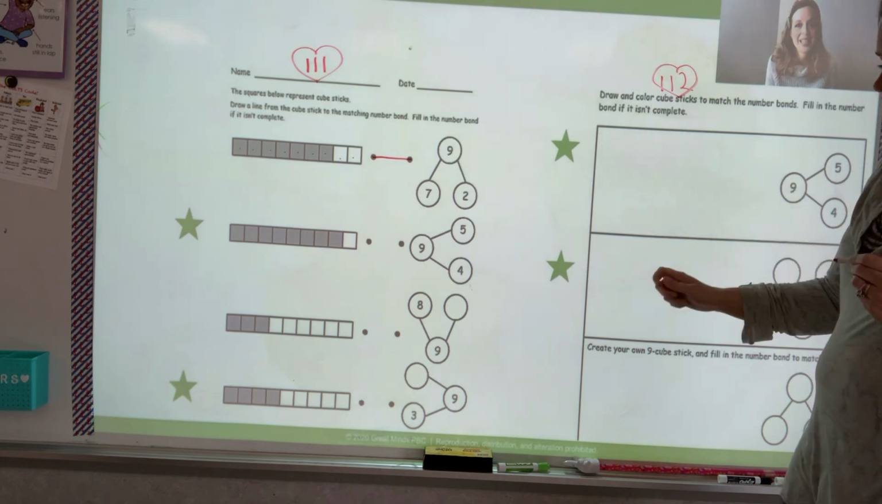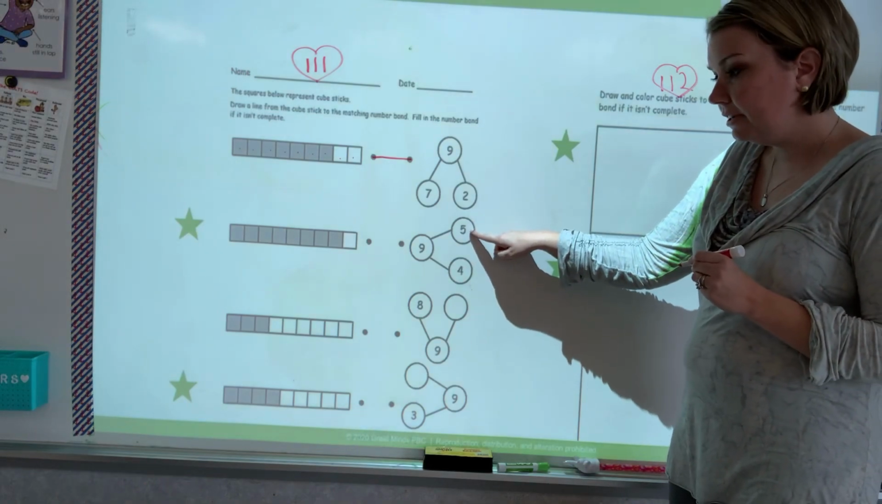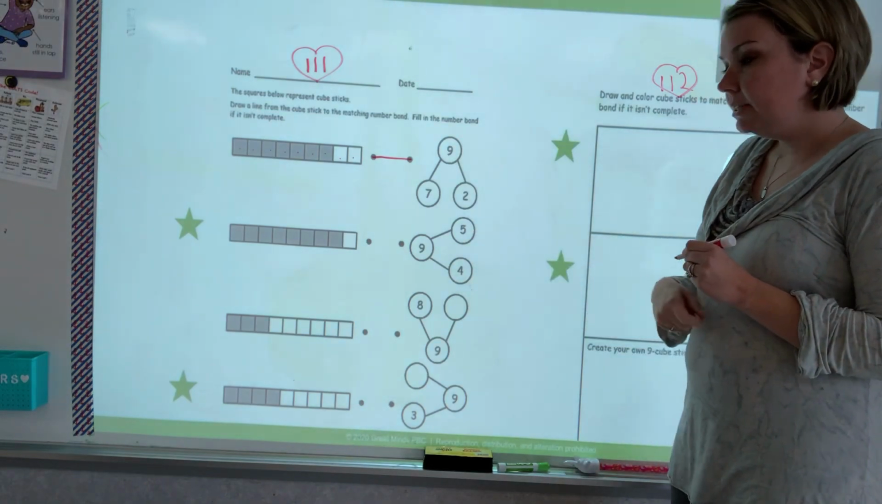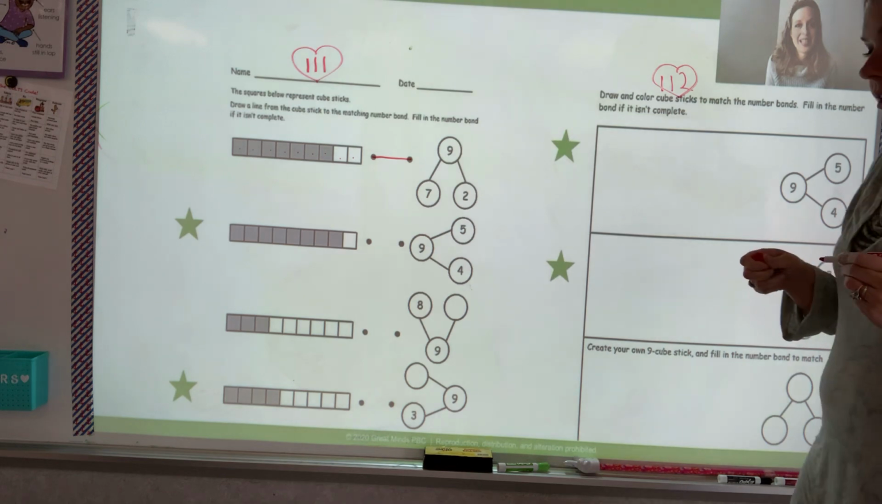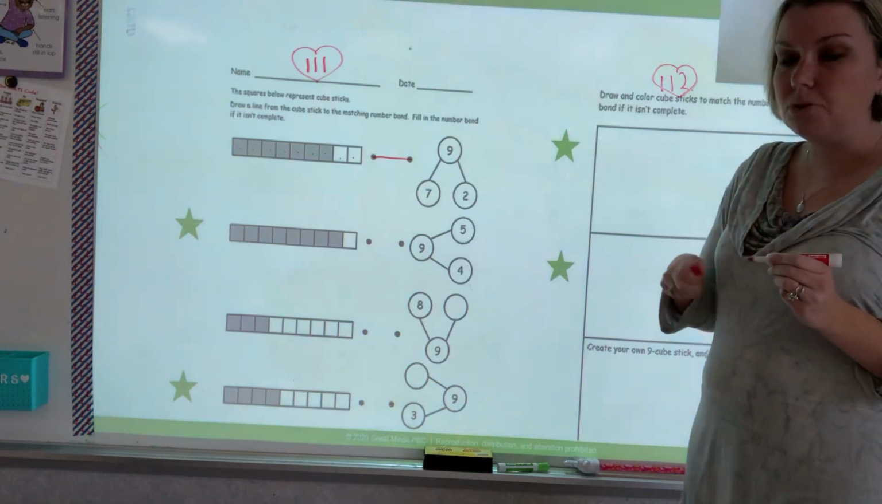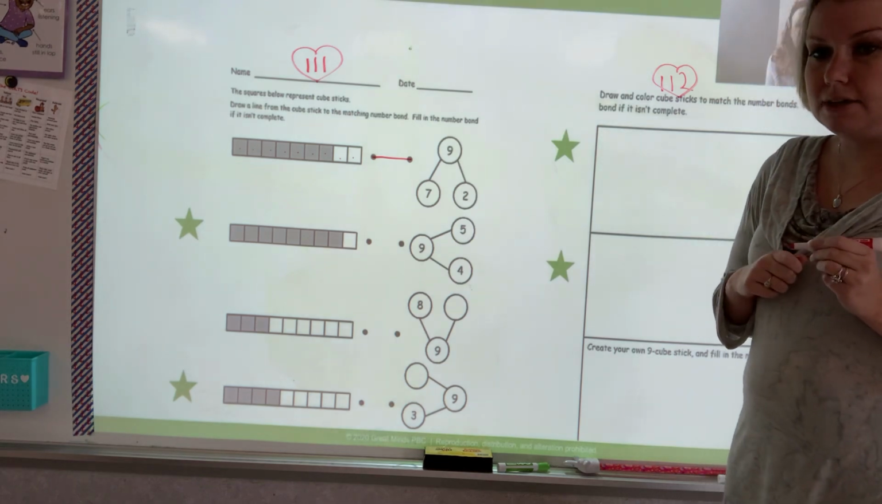Now I'm going to look at this number bond. My parts are 5 and 4. See if you find a stick who has 4 colored and 5, or 5 colored and 4. Draw a line to match it.